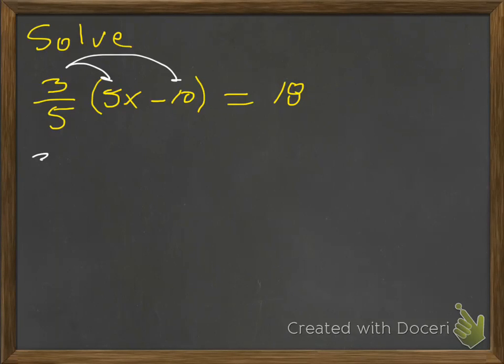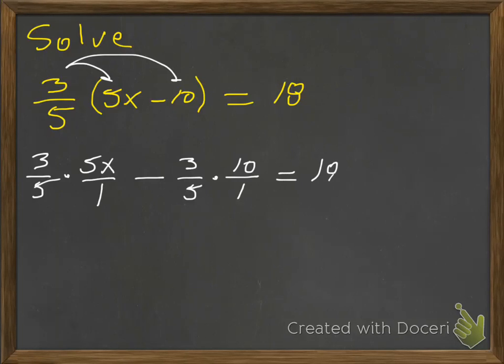So it'll be 3/5 times 5x, and to make my life easier I'm going to write it as 5x over 1, minus 3/5 times 10 over 1. Again, just to help myself with multiplying the fractions. On the right hand side is going to equal 18.